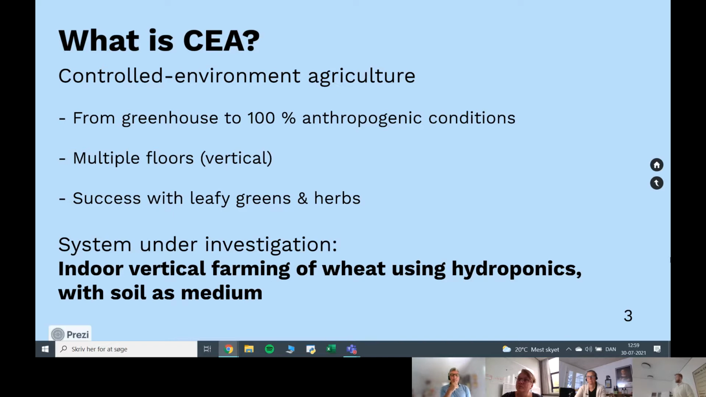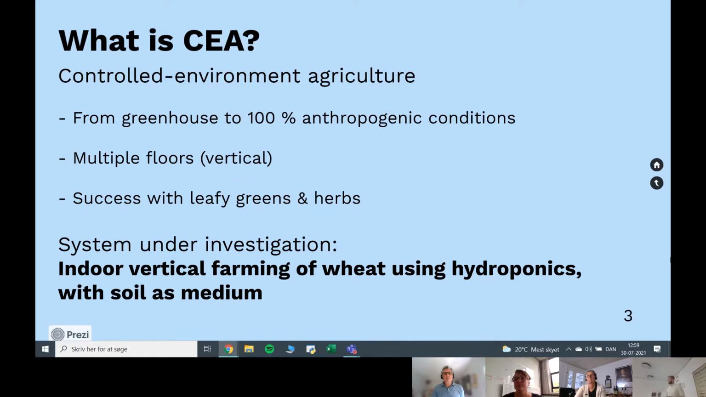The vertical aspect comes into play when you start to stack these things. Since you have systems where you don't rely on sun, then all of a sudden, to reduce land use, you can start to stack them on top of each other. And in these systems, you typically find something like leafy greens or herbs, as these have the most success in these systems. And that's something I'll talk more about later.